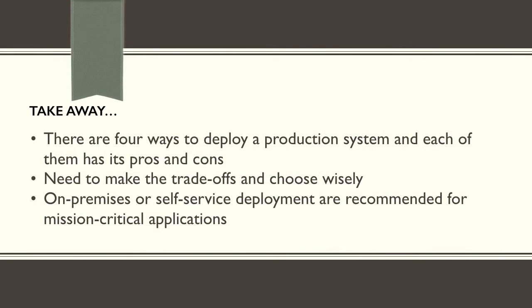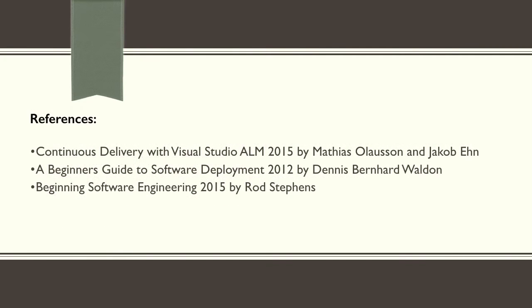These are the takeaways. There are 4 ways to deploy a production system, and each of them has its pros and cons. Need to make the trade-offs and choose wisely. On-premises or self-serve deployment are recommended for mission-critical applications. These are the references for further reading.